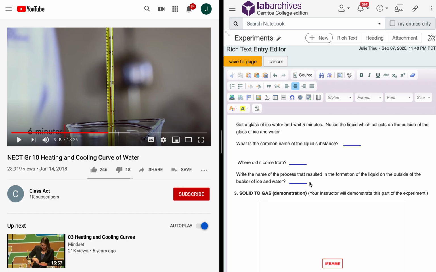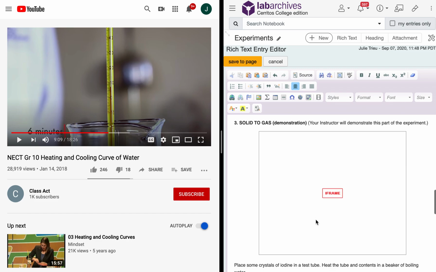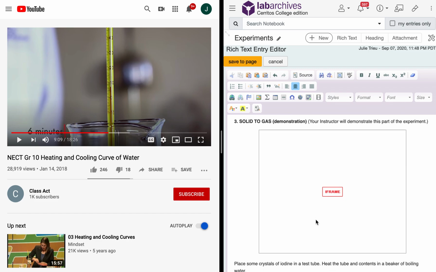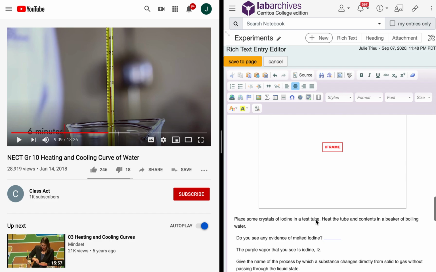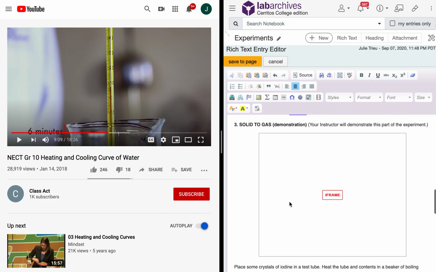Write the name of the process that results in the formation of the liquid outside of the glass. In the air it is a gas, and it condenses into a liquid. So that process is called condensation. Make sure you review all the six processes of physical state change: vaporization, condensation, freezing, melting, and so on, to be able to answer these questions.